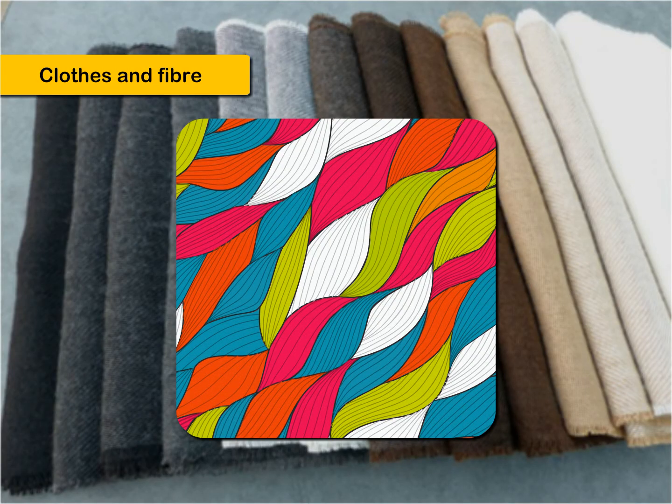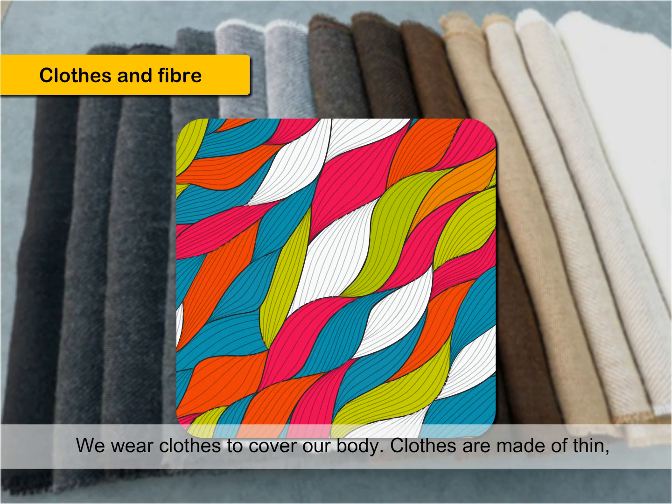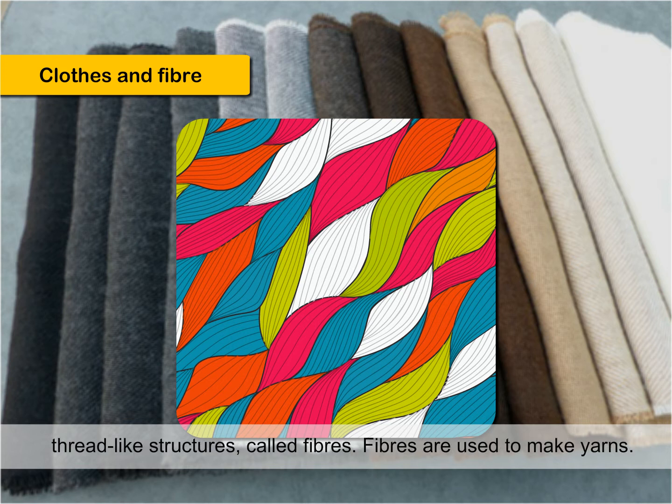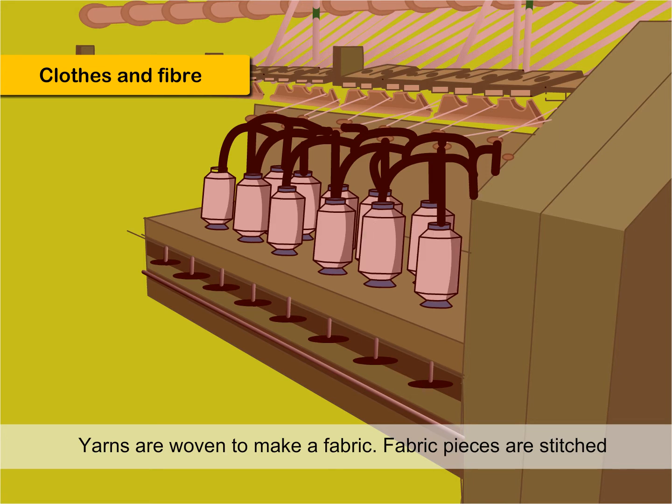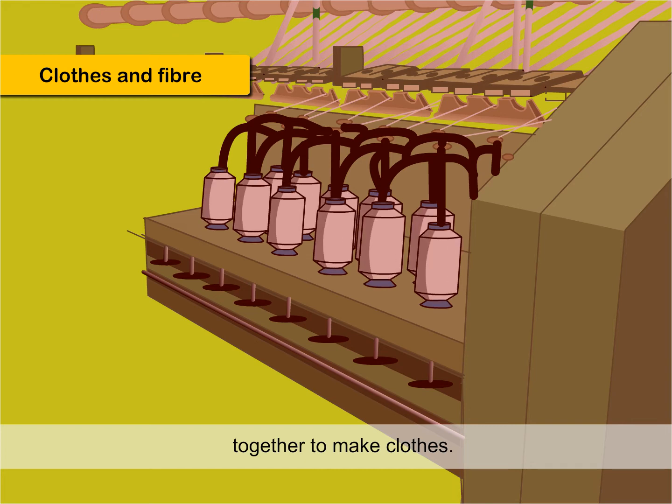Clothes and fiber. We wear clothes to cover our body. Clothes are made of thin, thread-like structures called fibers. Fibers are used to make yarns. Yarns are woven to make a fabric. Fabric pieces are stitched together to make clothes.